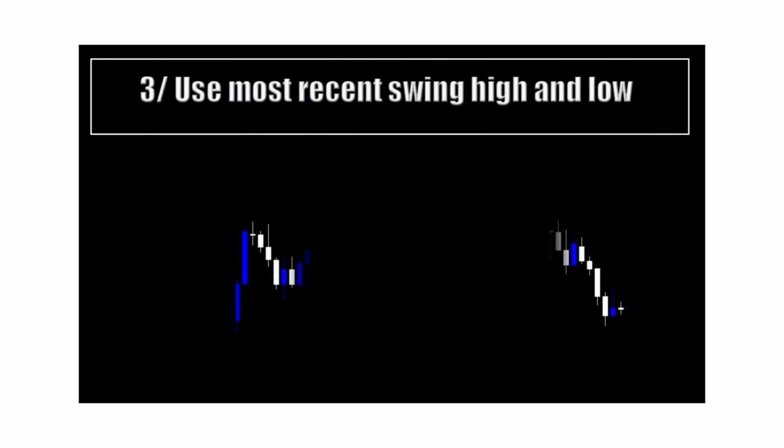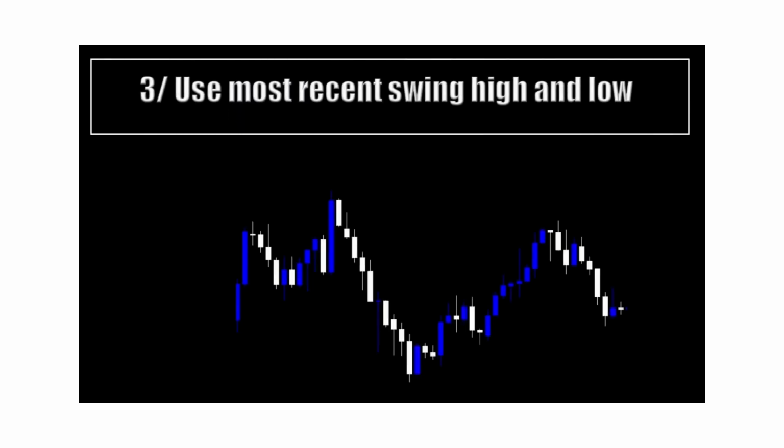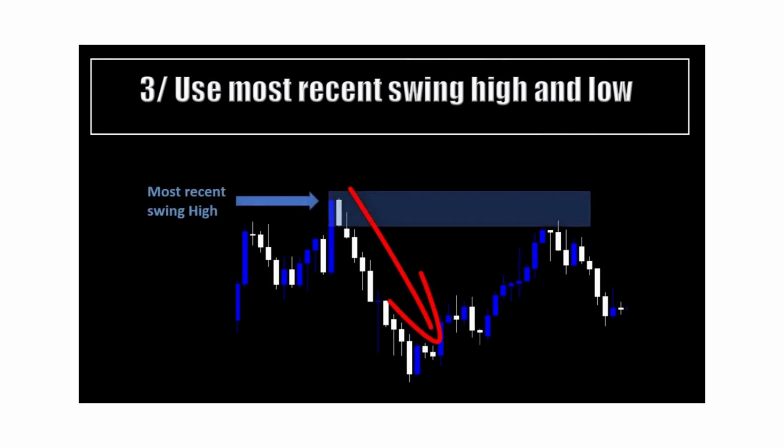Third element, use most recent swing highs and lows. As you can see on this chart, price made a downward swing, and the most recent swing high right here created a huge rejection.